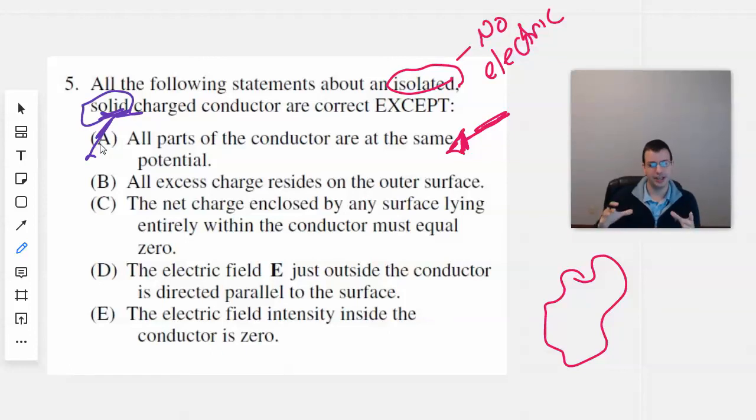But the idea here is they're all going to be on the outer surface because they want to get as far away from each other as possible. Now, if you have an irregular shape, they won't all have the same surface charge density, but they'll all be on the surface. The net charge enclosed by any surface lying entirely within the conductor must equal zero.